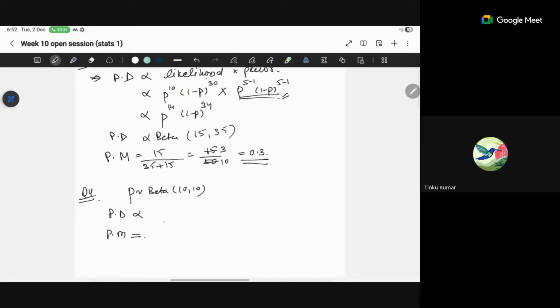Ma'am, prior distribution is beta 20, 40. Everybody's getting this answer? 20 and 40? Sure? Okay. What is the mean? 20 divided by 40 plus 20? 0.34. So our answer is, I guess, this is the answer.